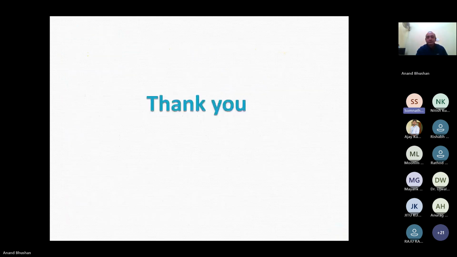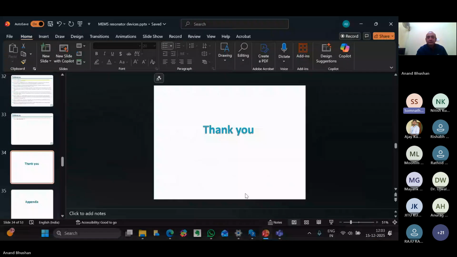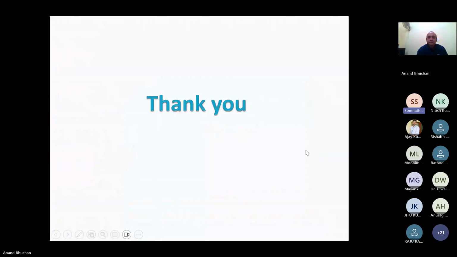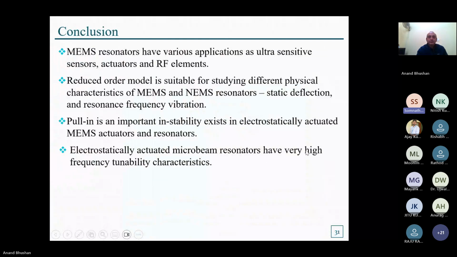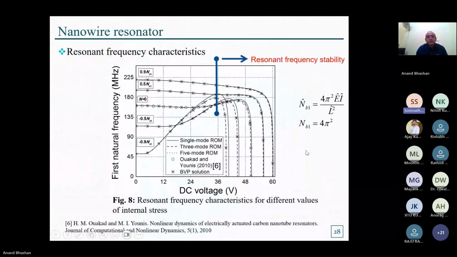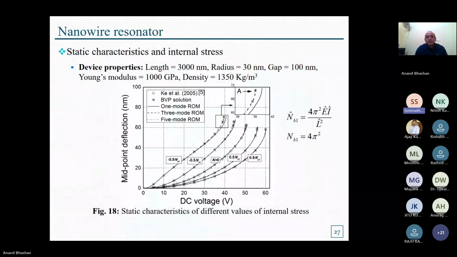Okay, thank you, Dr. Anandabhushan, for such an exhaustive account of MEMS devices. I got a very good idea about what MEMS is and their mathematical model. So now the floor is open for questions. Please feel free to ask any question because it is a very interesting topic.